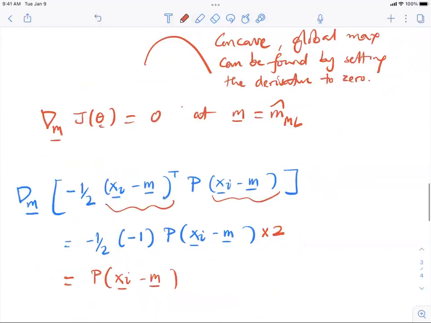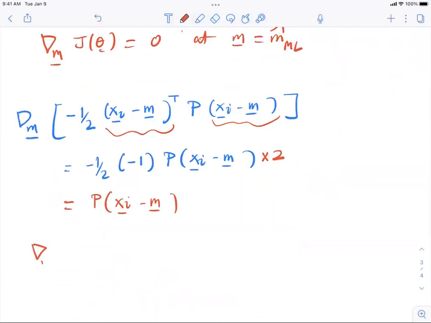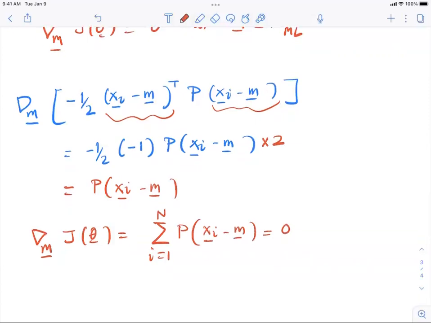So the gradient with respect to m of J of theta is summation i equals 1 to n of P times x_i minus m, and I'm going to set it equal to 0 at m equals m hat ML. And now we have assumed that P is positive definite, so I can multiply both sides by the inverse of P.